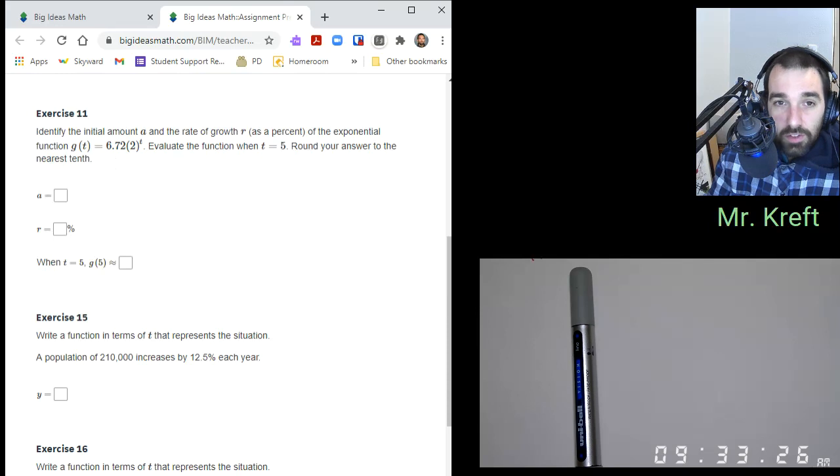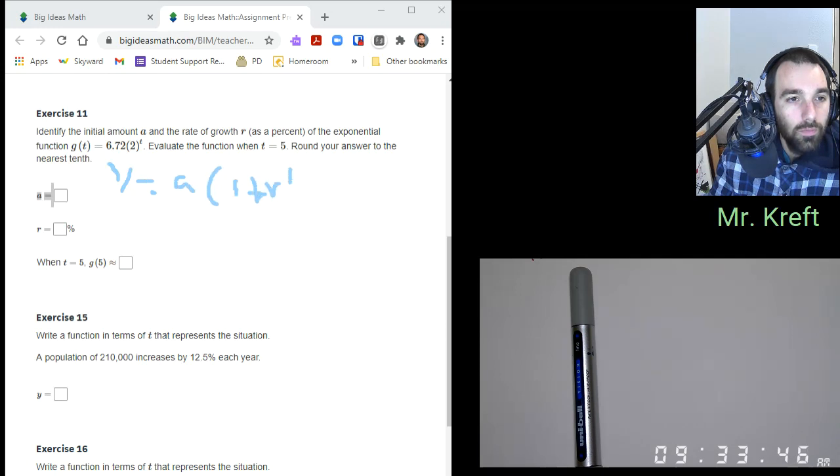It looks like we're starting to get this correct. So we know this is growth because the inside is greater than 1, right? So I'm going to have y equals a times 1 plus r to the t. Oh, it sure does say it, doesn't it?